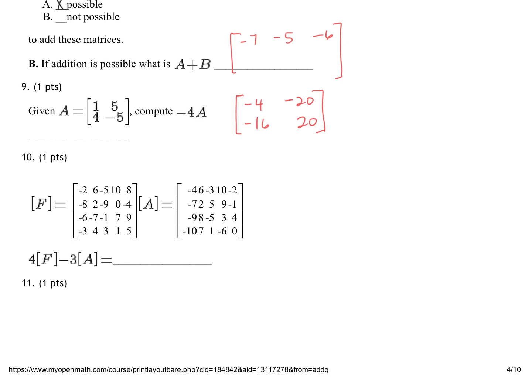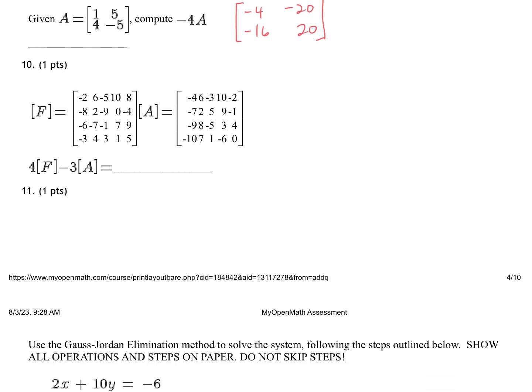-16, +20. That would be the answer for that one. So you're just multiplying each entry in the matrix A by -4. Let's move on to number 10. Number 10, we want to do 4 times matrix F minus 3 times matrix A.